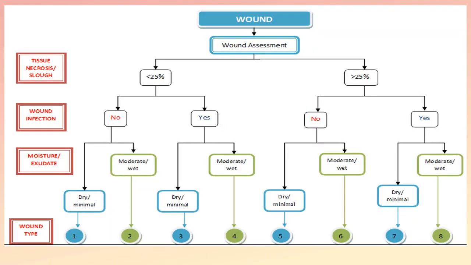When we do a wound assessment, we start with seeing how big the tissue necrosis or slough is. We use 25% as the cutoff point. Then, we see if there's any wound infection. The next step, we classify the wound according to its moisture and exudative level.